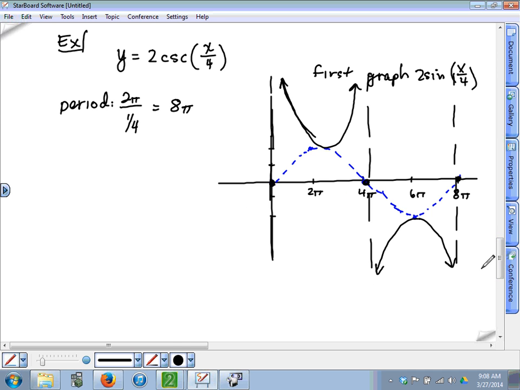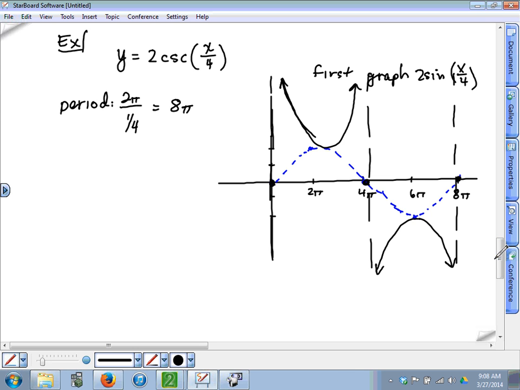Secant would have been the same as graphing a cosine. Well, it never goes through these asymptotes. Is that what you're talking about? Yeah, because with 1 over y, y is never going to be 0. That would make it undefined.